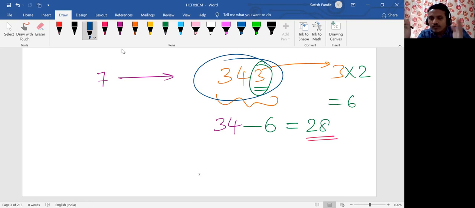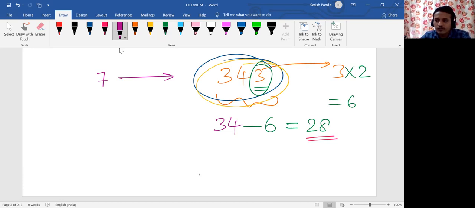So what we have to do? We have to remove the unit place digit, double it, subtract from the remaining digits. If the number obtained is divisible by 7, then the whole number, the number which is given to you, will be divisible by 7. Let us take another example.